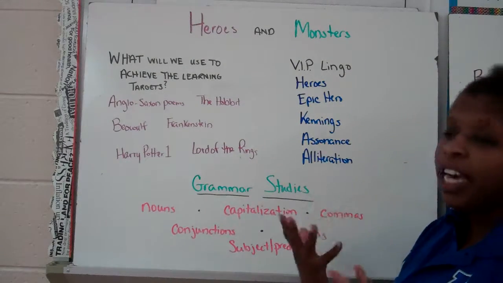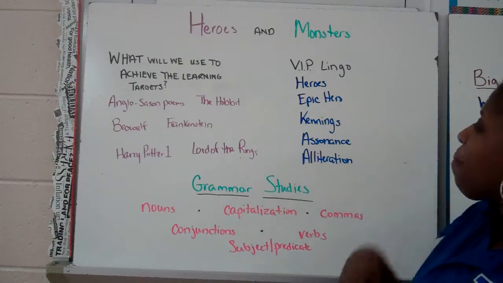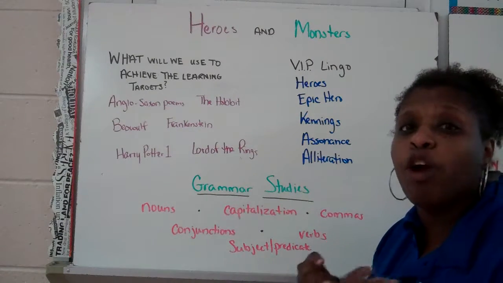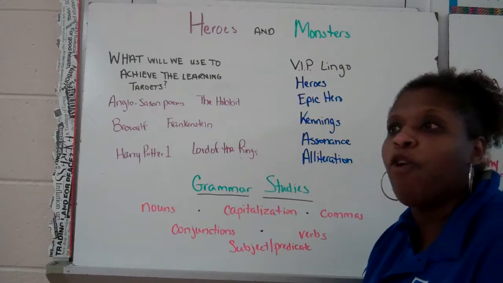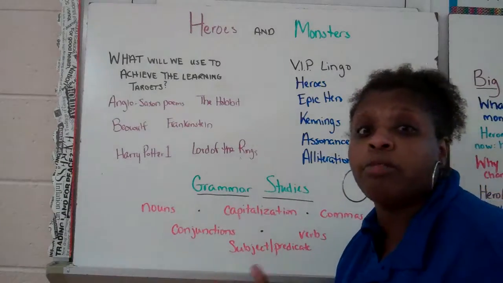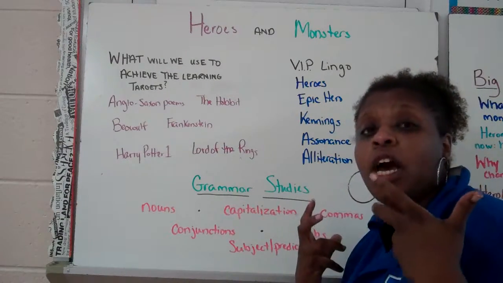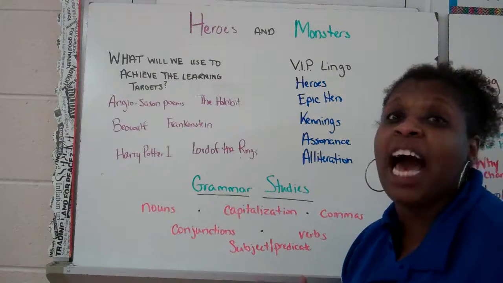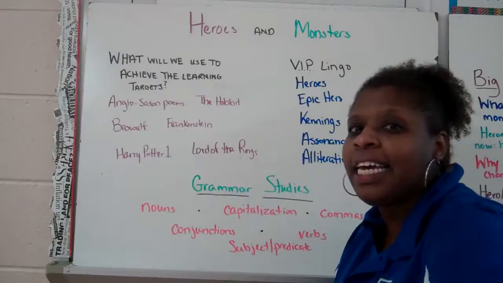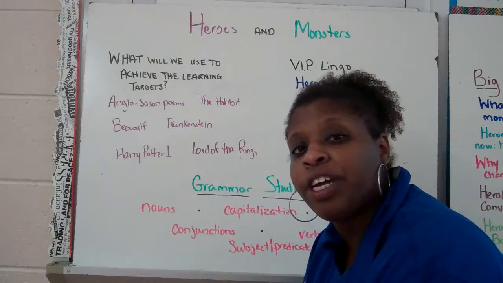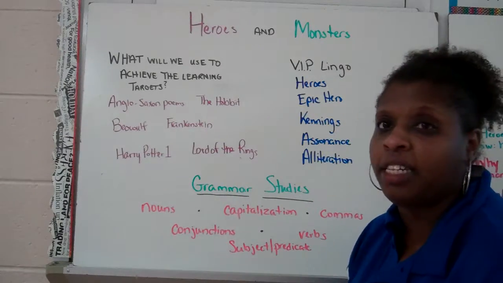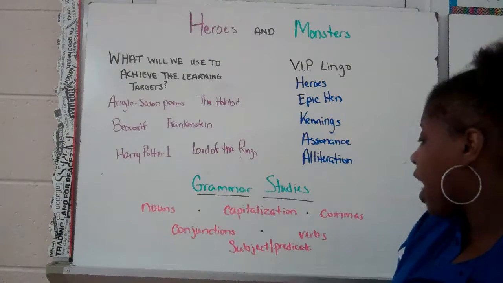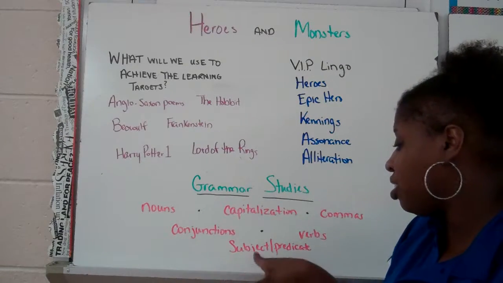Some lingo you need to know. Heroes, self-explanatory. An epic hero, kennings, assonance, and alliteration. Kennings is a 2-word phrase used to symbolize something. So for example, Davy Jones' locker. As you know, Davy Jones was a mythical oceanic creature. So when you say Davy Jones' locker, you're literally saying the sea. Or you say Poseidon's lair. That's also the sea. You know, Poseidon is the god of water. Therefore, his lair would be the sea. So we're going to look at some kennings, and we're going to try to decipher some. And then grammar studies. We're going to restudy nouns, capitalization, commas, some conjunctions, subject and predicates.